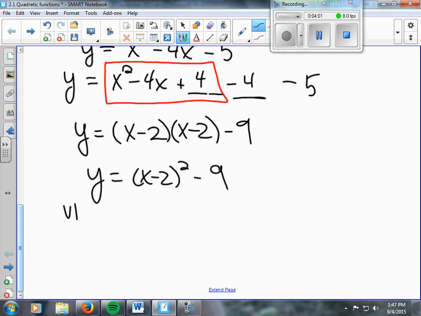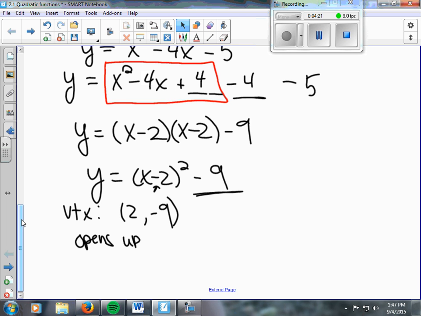And so I know that my vertex is 2, negative 9. Notice I took the opposite sign of what was in the parentheses for the x-coordinate of the vertex, but I kept the negative for the outside, which is the y-coordinate of the vertex. So 2, negative 9. This opens up.